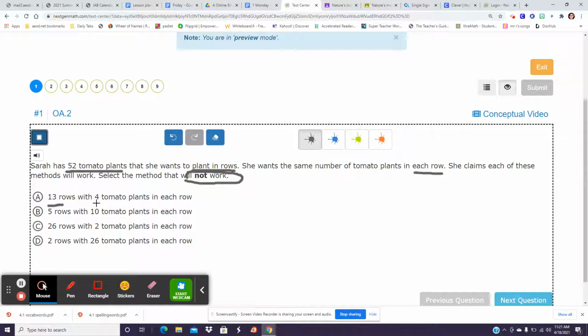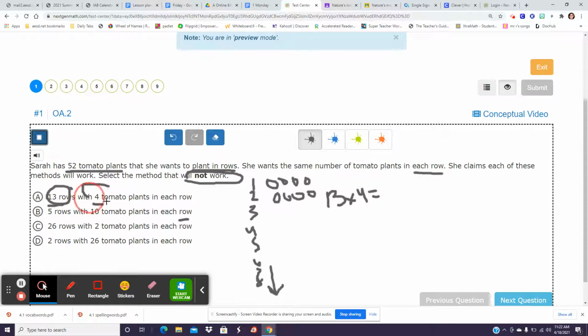The first one is 13 rows with 4 plants in each. So if you draw that, you're going to have to do 13 rows. That's so many. Look, I'm only on 8. I would go to 13, and then each one would have to have 4 tomato plants, which you can do. You can draw the whole thing and then count each tomato plant in an array, because that's what rows are. But this is the same thing as 13 rows with how many each row? 4. It's the same thing as 13 times 4. 13 rows with 4 plants is 13 times 4.